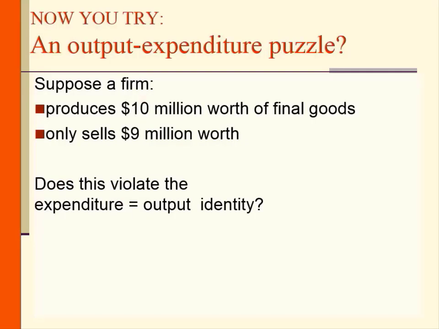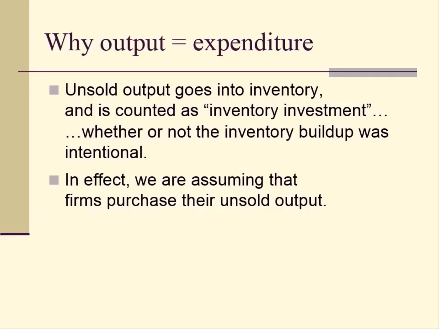Now, let's look at this problem. Suppose a firm produces $10 million worth of final goods, but only sells $9 million worth. The question is, does this violate the expenditure equals output identity? The answer is no, because unsold output goes into inventory and is counted as inventory investment whether or not the inventory buildup was intentional. So, in effect, we are assuming that firms purchase their unsold output, therefore you have this balance of output equals expenditure at the end.